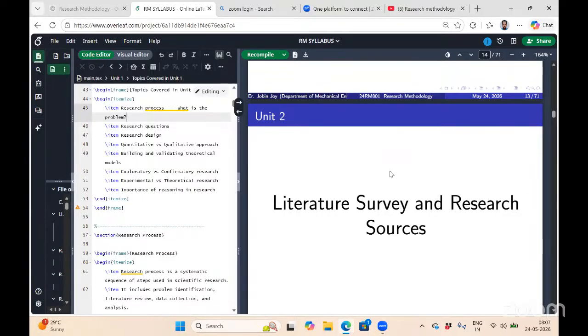For example, IEEE journal articles are considered reliable sources, but if we use unknown blogs, these are not reliable sources. So we can use IEEE journal articles, and this will be considered a reliable source.